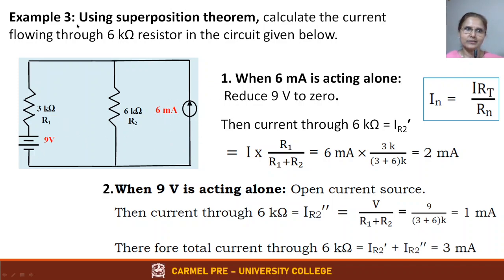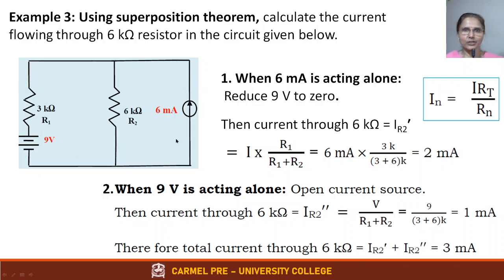This is another example. Using superposition theorem, calculate current flowing through 6 kilo ohm resistor, that is this, in the circuit given below. If you consider superposition theorem, you should remember when we talked earlier, when you are considering voltage source and not considering current source, then this has to be replaced by an open circuit. Voltage source should be replaced by a short circuit, current source should be replaced by an open circuit.